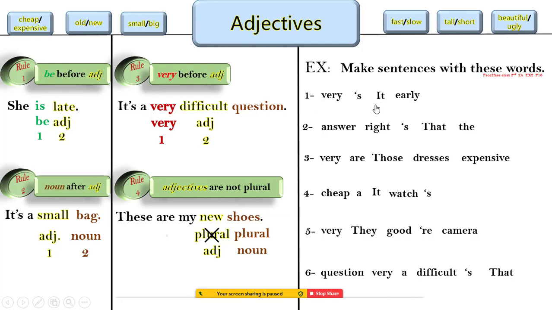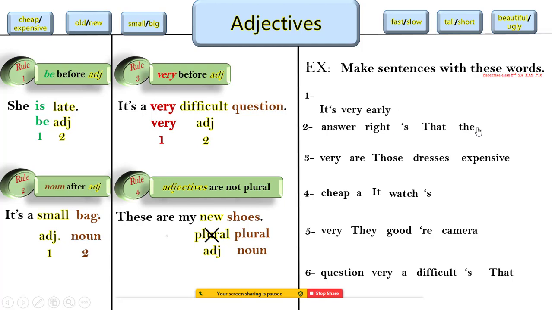First of all, number one, we always start a sentence with a subject, which is it. After the subject, we always have verb to be. Okay, if you can see here, we say she is, it is, these are. So we have it is, it's early. Okay, we have early and very. Rule number three, very before adjective. So very, after that early.